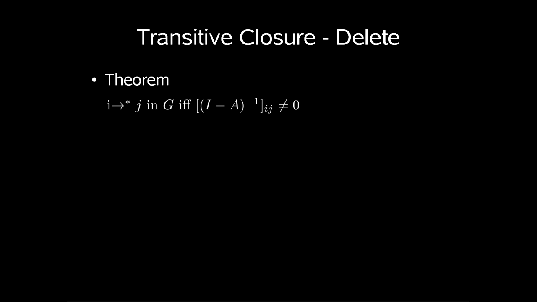So this gives us a theorem to prove. We state that there exists a path of any length from i to j in G, which is acyclic, if and only if (I minus A) inverse on the entry ij is not zero. If we can prove this, we can actually do deletion in order n squared, which would be pretty great.